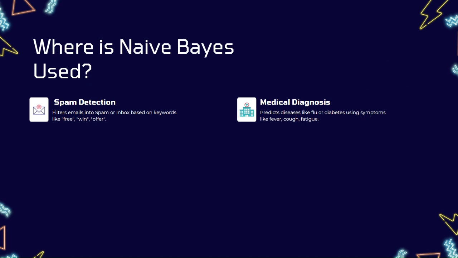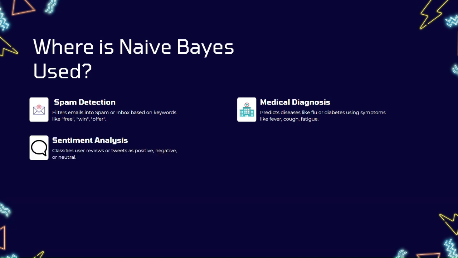Next comes medical diagnosis. Doctors use it to predict diseases like diabetes or flu based on the patient's symptoms like fever, cough, cold, etc. If 80% of flu patients show cough and fever, the model uses those features to make a likely diagnosis.